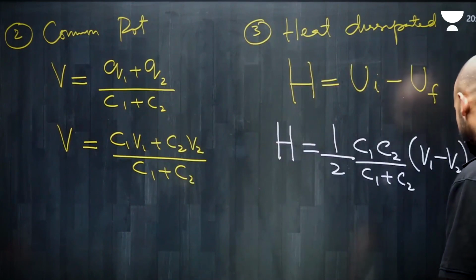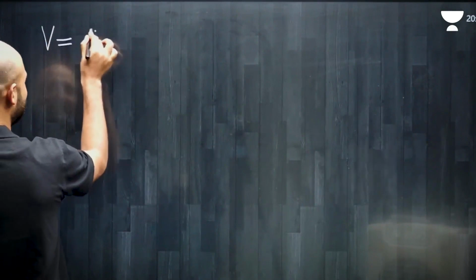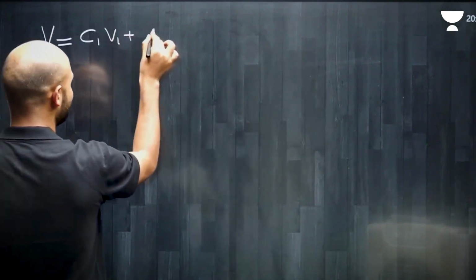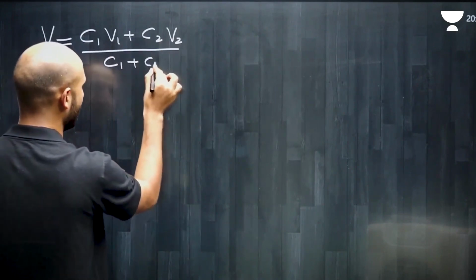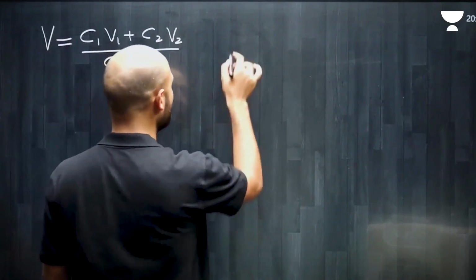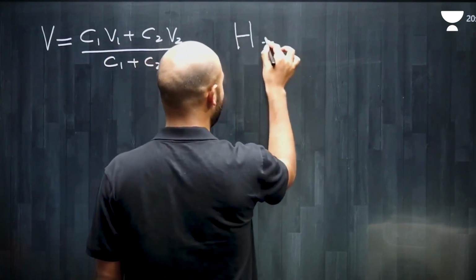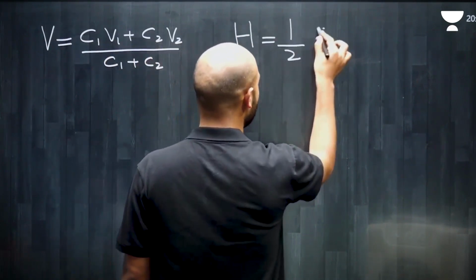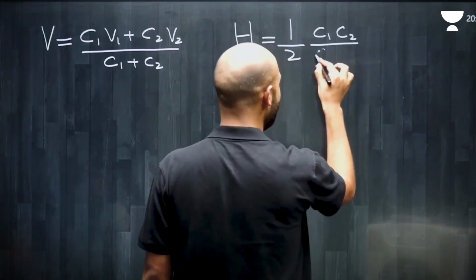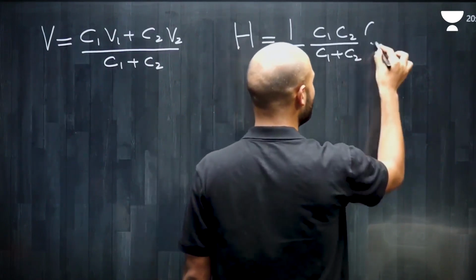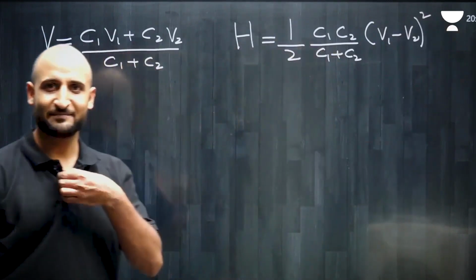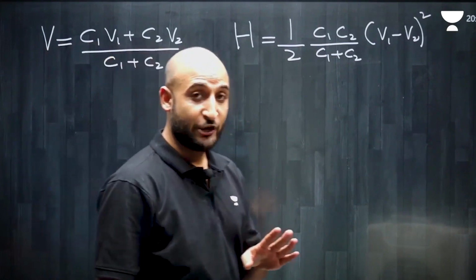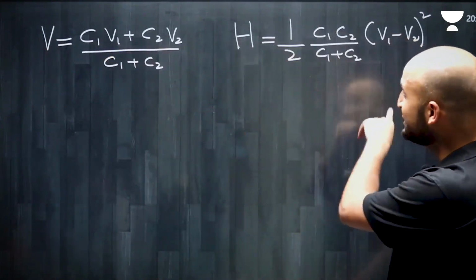Let me write them again. Number 1, your common potential V is equal to C1 V1 plus C2 V2 divided by C1 plus C2. And number 2, the amount of heat dissipated is equal to 1 by 2 C1 C2 divided by C1 plus C2 into V1 minus V2 whole square. These two equations are very important. You'll find a good number of problems asked on them.